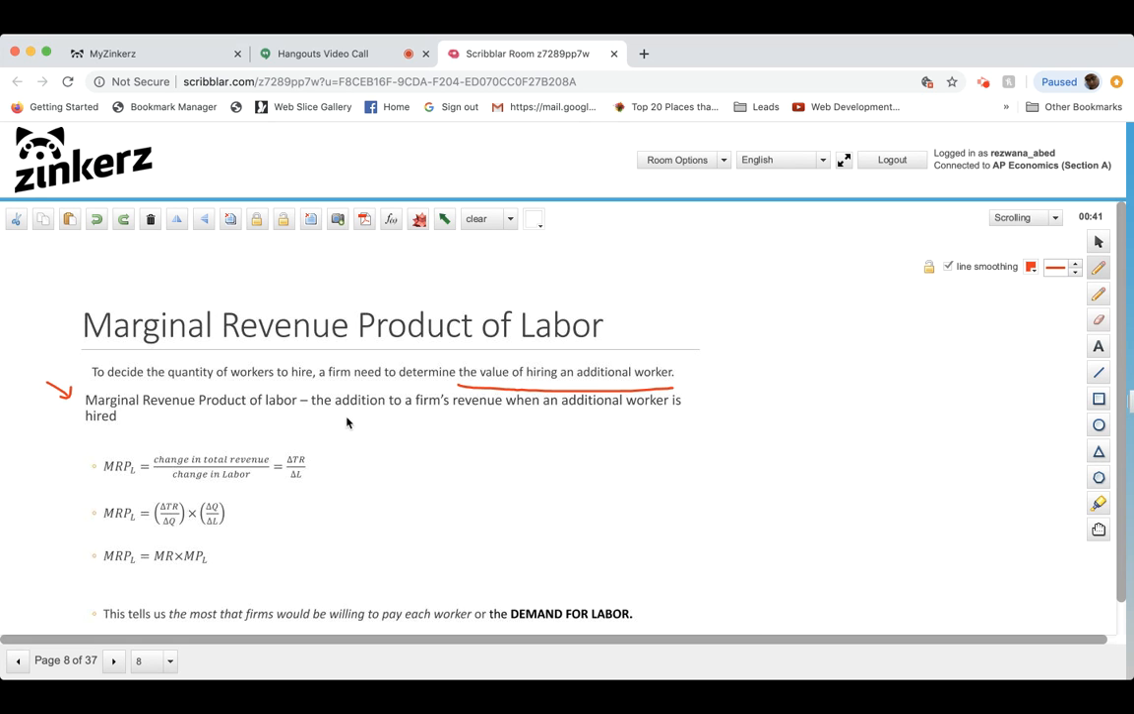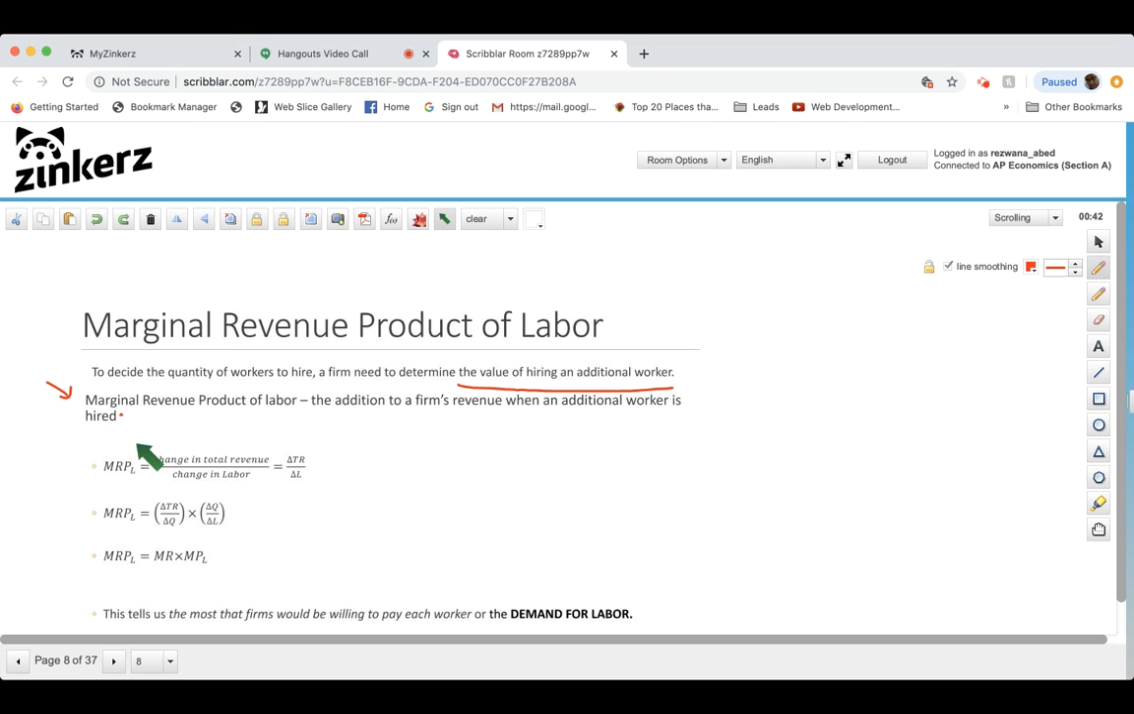Technically, the definition of marginal revenue product of labor is the addition to a farm's revenue when an additional worker is hired. So how much does my total revenue change when I bring in an additional worker, when I hire an additional person? How much does that person add to my total revenue?